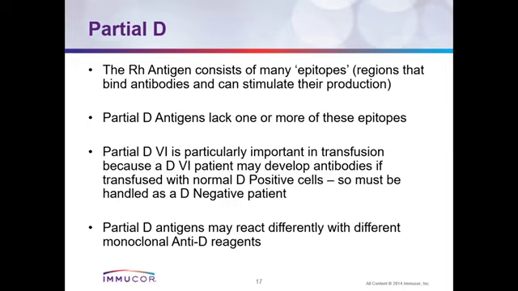So for partial D, the rhesus antigen consists of many epitopes, like I mentioned, but very few of them are actually normal. Those few are able to actually stimulate the production of the what?